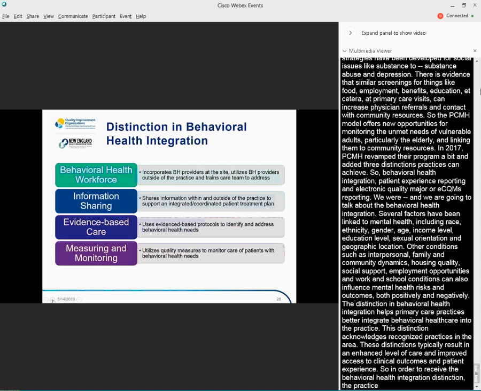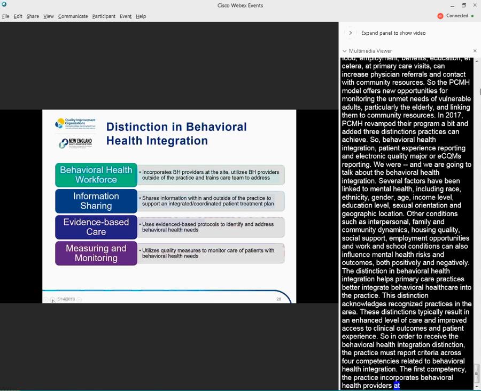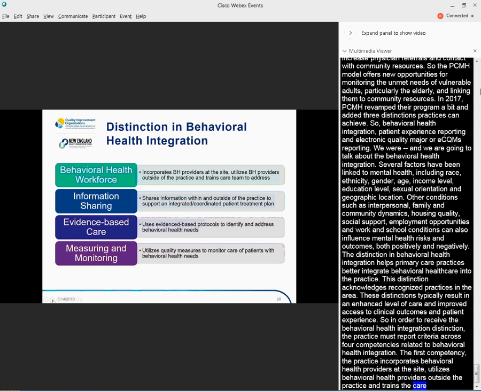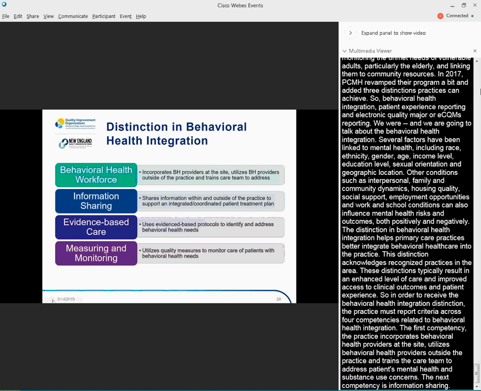So the first competency is workforce. The practice incorporates behavioral health providers at the site, utilizes behavioral health providers outside the practice, and trains the care team to address patients' mental health and substance use concerns. The next competency is information sharing. So the practice shares patient information within and outside of the practice to support an integrated, coordinated patient treatment plan.